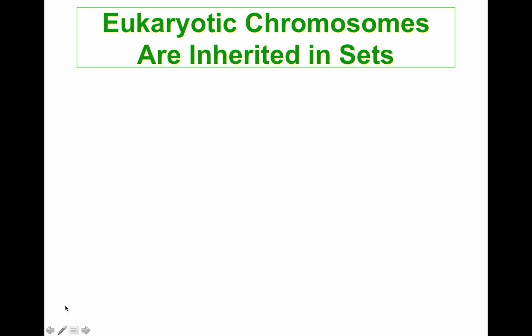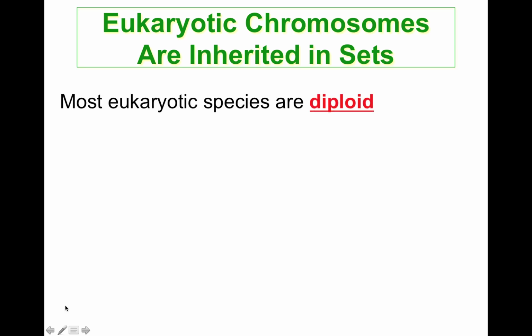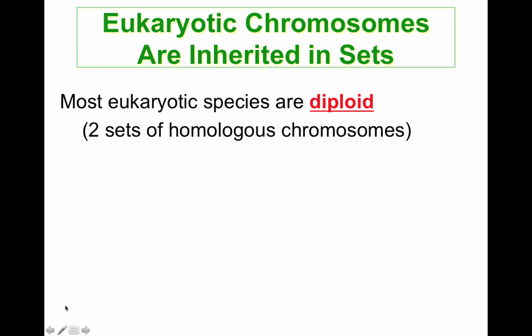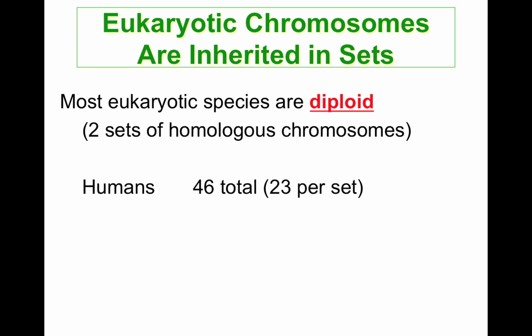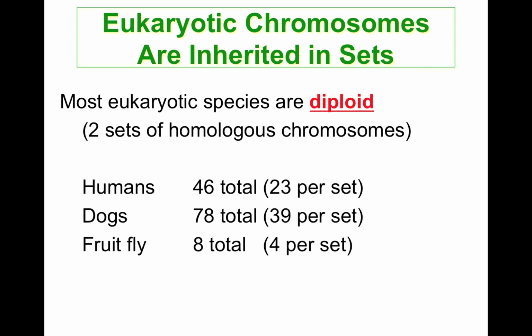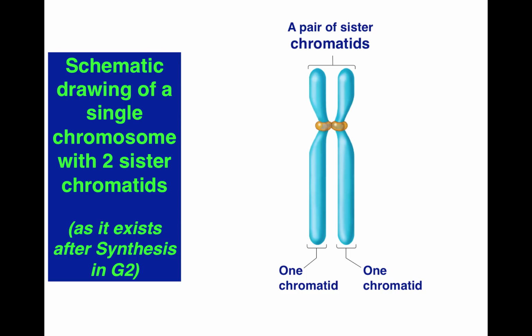Eukaryotic chromosomes are inherited in sets. Most species are diploid with two sets of homologous chromosomes. Humans have 46, or 23 per set, dogs have 78, or 39 per set, and fruit flies have 8 total chromosomes, or 4 chromosomes per set. This is a schematic drawing of a single chromosome with two sister chromatids as it exists after the synthesis phase in G2 of the cell cycle.